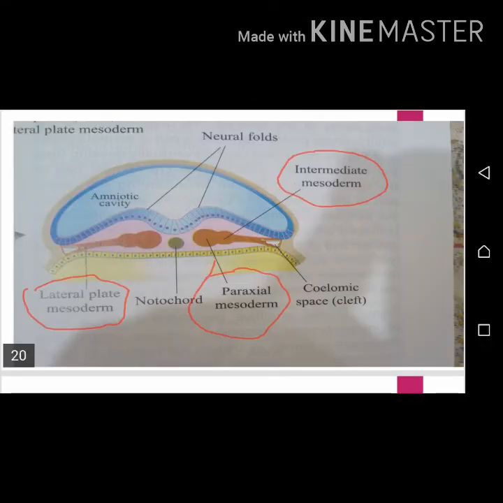So guys, till now we have got 3 layers in the process of gastrulation: ectoderm, endoderm and mesoderm. Mesoderm is formed between the ectoderm and endoderm. Now this mesoderm will further be organized into 3 segments: paraxial mesoderm, intermediate mesoderm and lateral plate mesoderm.